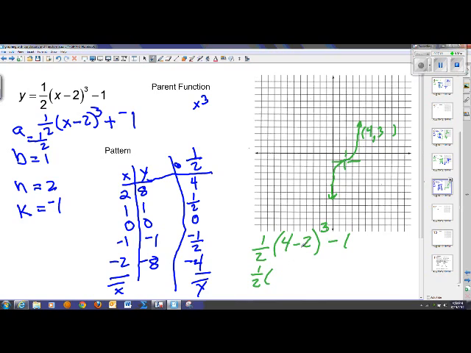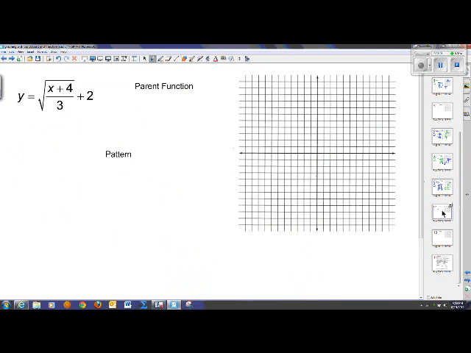Times 2 cubed. 2 cubed is 8 minus 1. Half times 8 is 4 minus 1, which is 3, and I've checked it out. So it worked great. Let's keep moving.